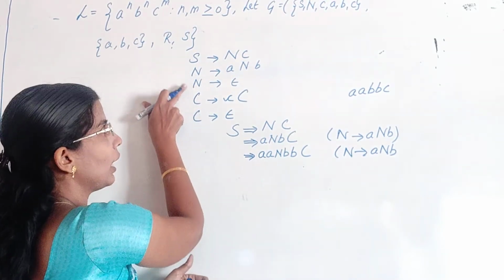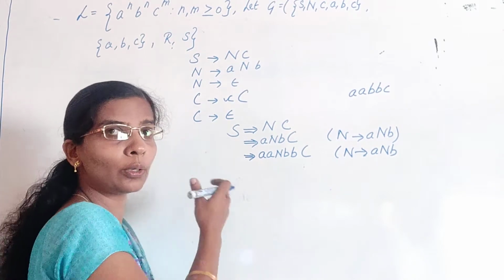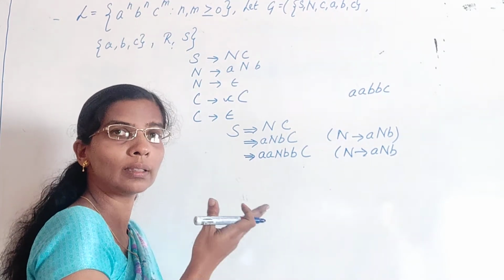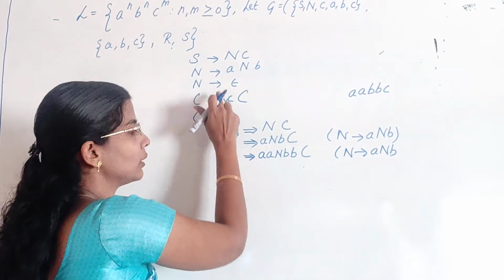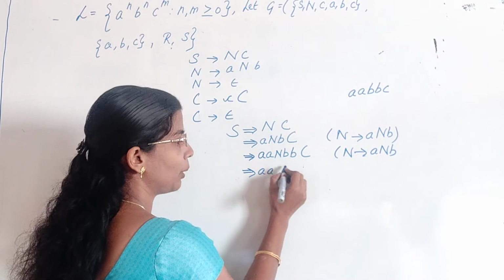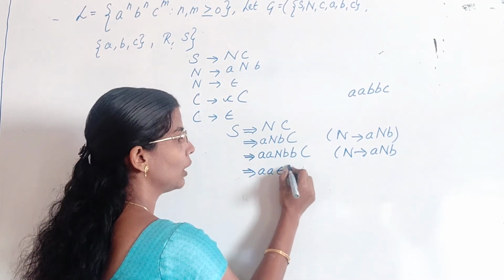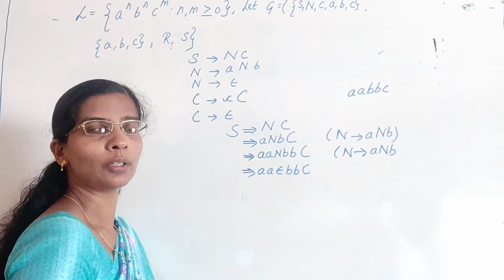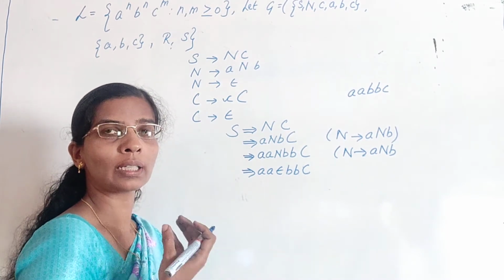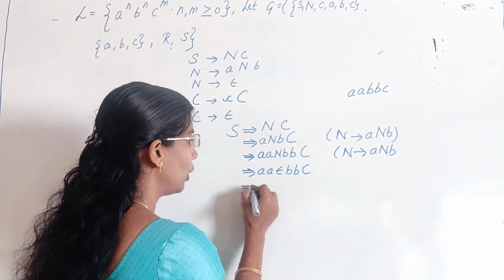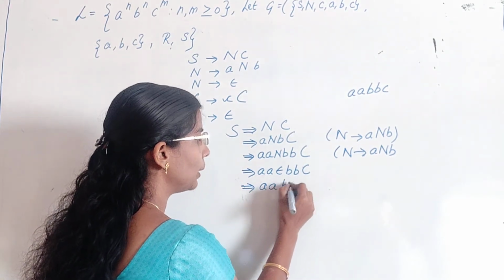So for N I have two productions. Now I don't want further A and N. So I have to stop generating this A and N. So I am using this epsilon. Right. A, epsilon, B, B, C. Right. You know epsilon concatenated with any symbol, it is that symbol only. So it is A, B, B.